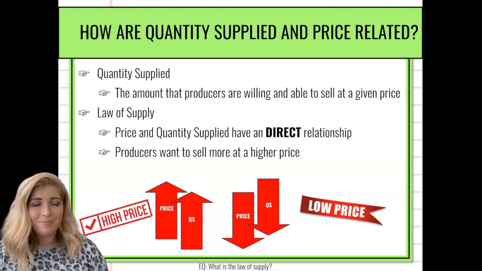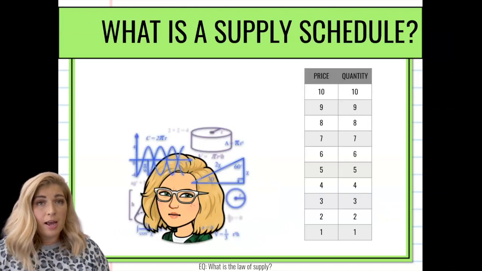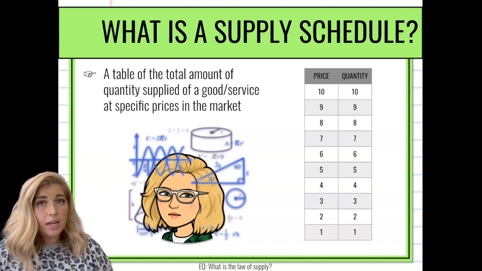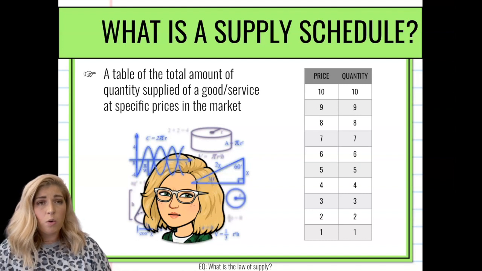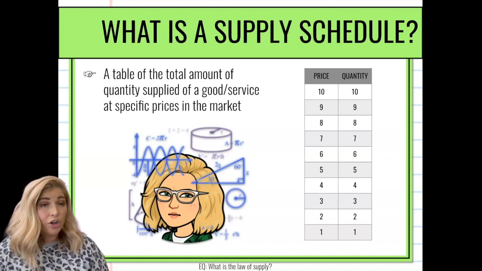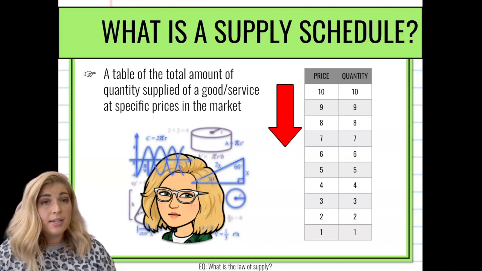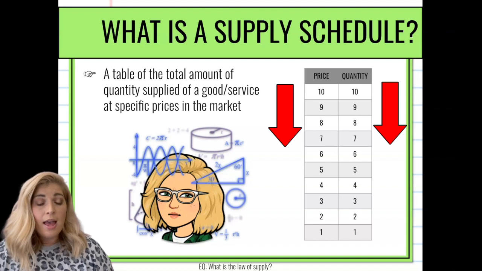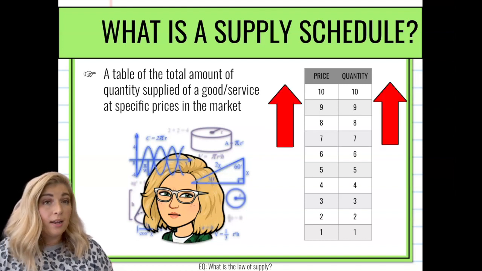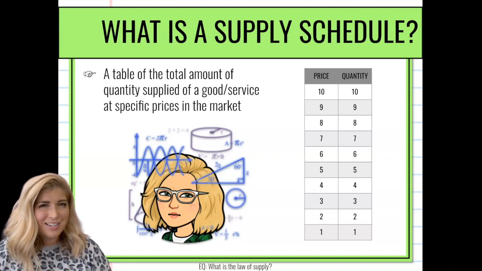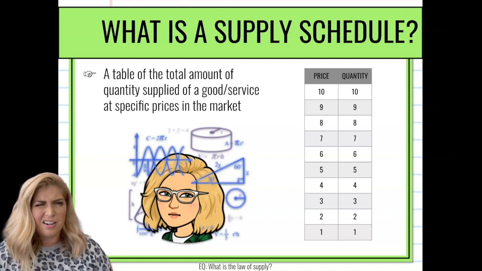Just like with demand, we have a supply schedule and a supply curve. They're going to look very similar, except the numbers are going to look a little bit different in the way in which they flow. So a supply schedule is a table, a chart, a representation, whatever you want to call it, of the total amount of quantity supplied of a good or a service at a specific price in the market. You'll notice on this, again, as the price decreases, the quantity is decreasing. As the price is increasing, the quantity is increasing. Did I say that right? As the price decreases, the quantity is decreasing. As the price increases, the quantity is increasing. I think I said it right.